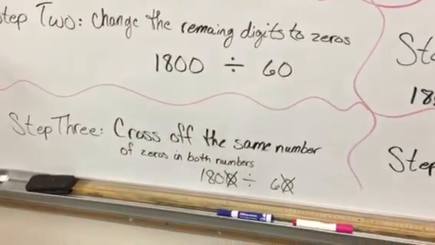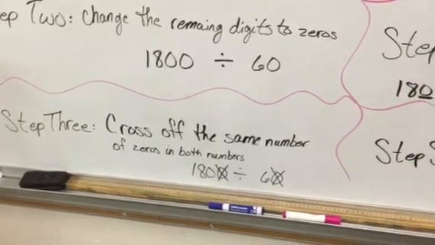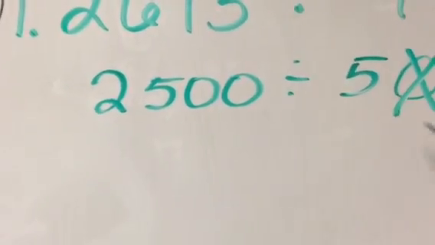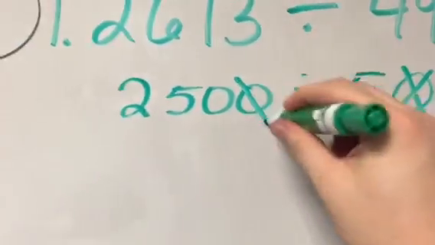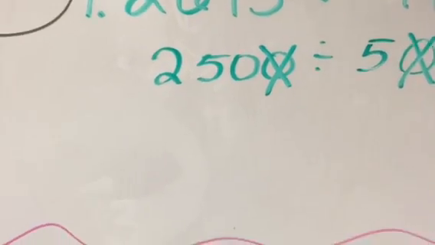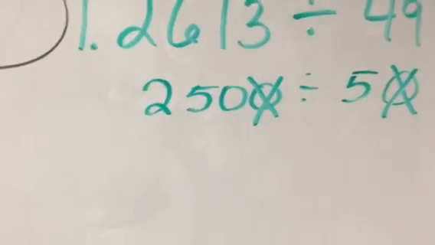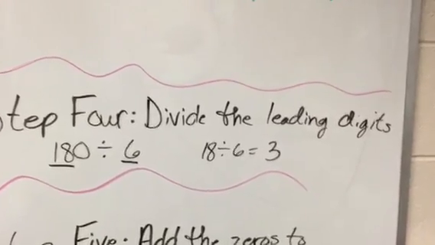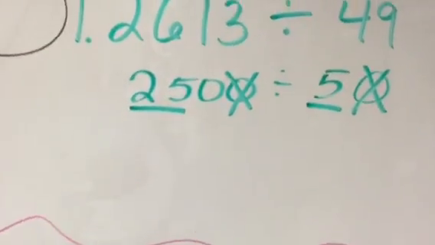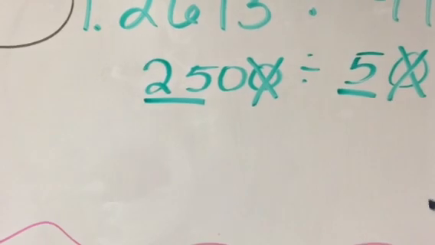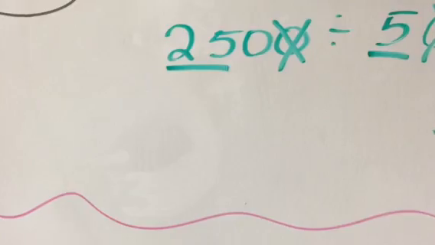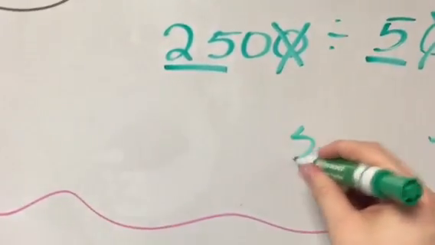Step 3 says cross off the same number of zeros in both numbers. So I can only cross off 1 0 here, so I'm going to cross out 1 0 there. So now I have 250 divided by 5. Step 4, divide the leading digits. So again, I look at just the leading digits right there. 25 divided by 5 gives me 5. I'll write that right here so it's a little bit easier.